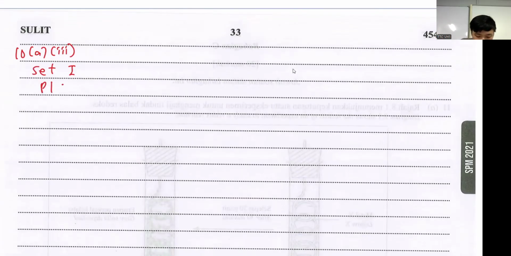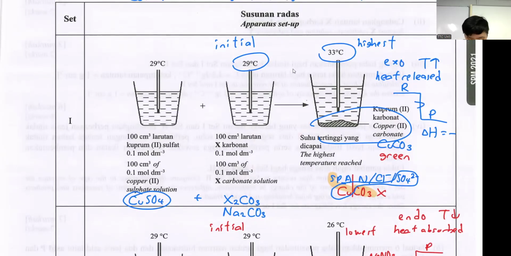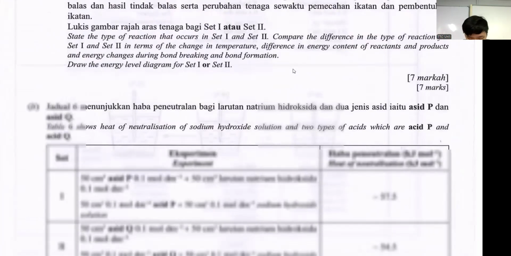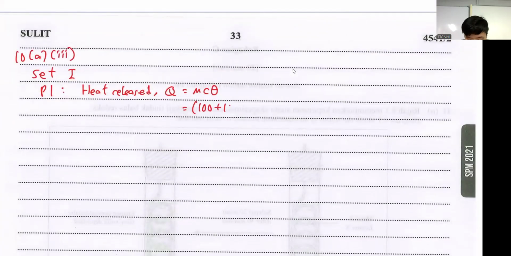Set 1. Point 1 is heat released. Q equals mc theta. M is the mass of water. Mass of water is 100 plus 100, 100 mixed with 100. C is already fixed in chemistry, specific heat capacity 4.2. Theta, the temperature change, is 33 minus 29. That gives 3360 joule. Am I right?